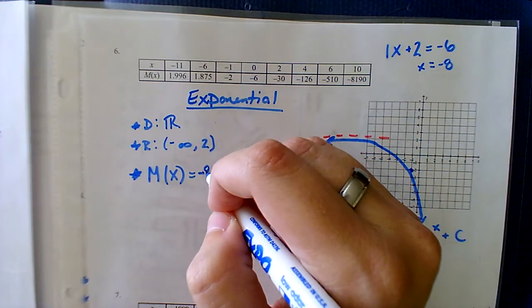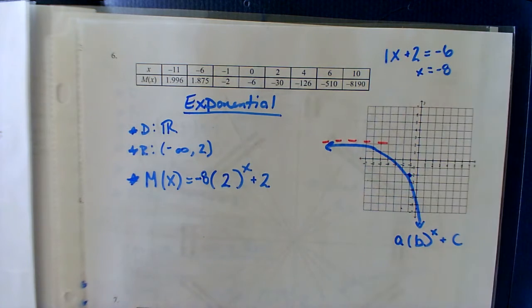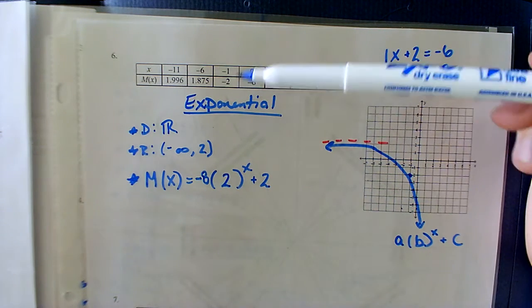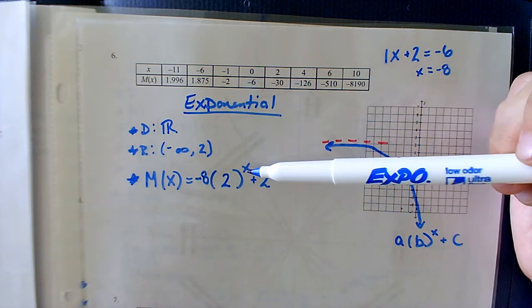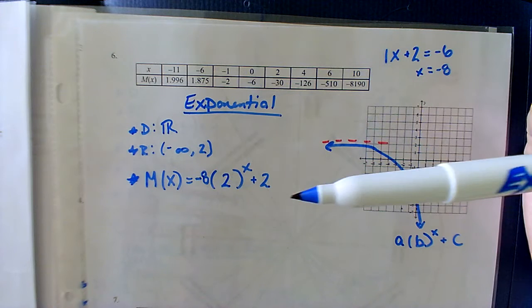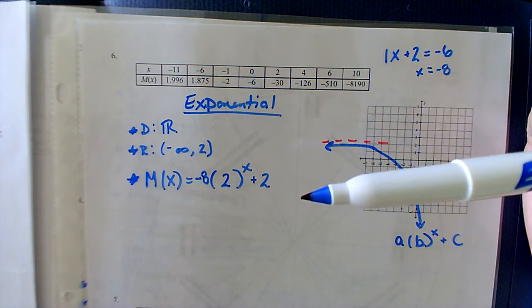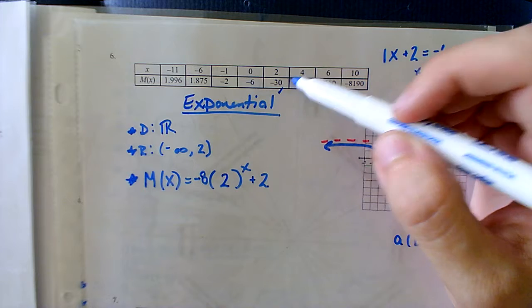Let's go ahead and test this, okay? Because now, if we plug in 0, we're going to get our answer of negative 6. If we plug in 2, we should get negative 30. Let's check it out. 2 squared, we got 4. 4 times negative 8, negative 32 plus 2. Negative 30.